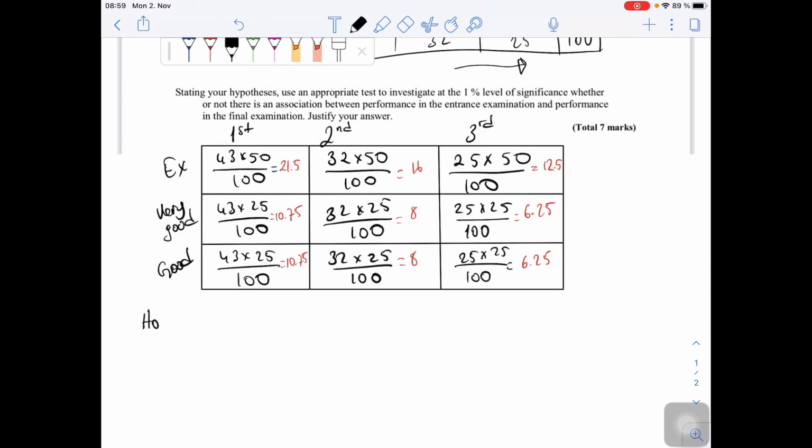H null hypothesis: we said that they are independent, so there is no association between them. So the alternative hypothesis says no, they are dependent. There is an association. So there is an association.